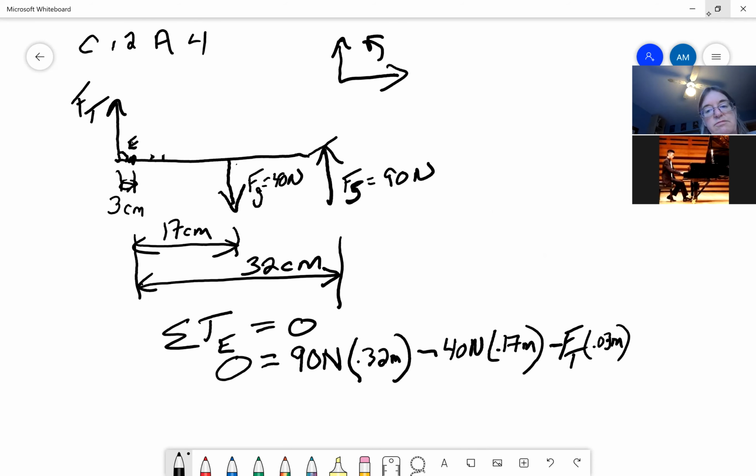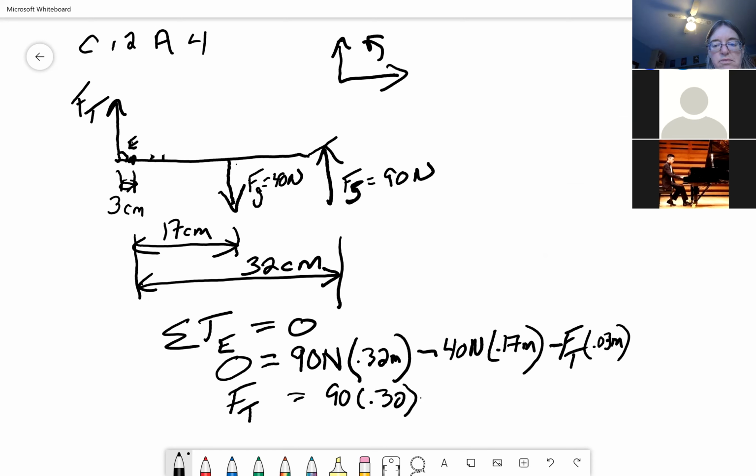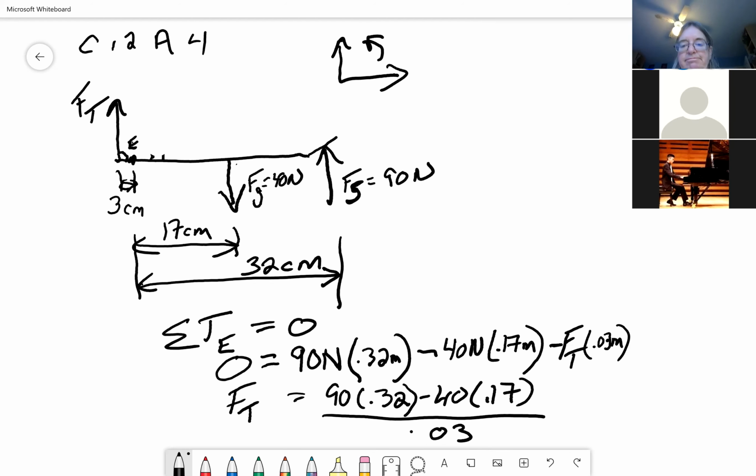Then when you rearrange and solve for the force of the triceps, it is going to equal 90 times 0.32 minus 40 times 0.17, all divided by 0.03, which I think will equal 733. Fair enough? Any questions on that? No, that's good. Thank you.